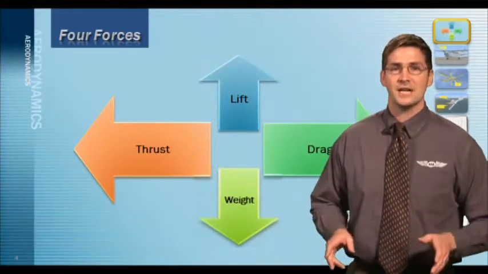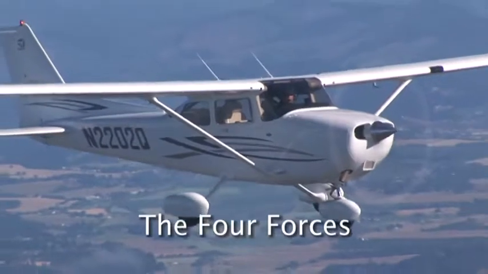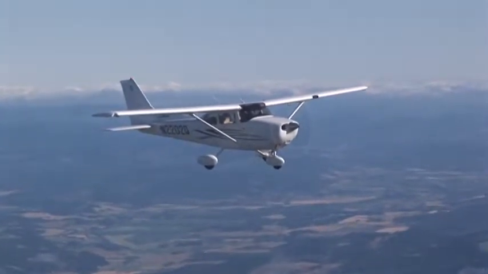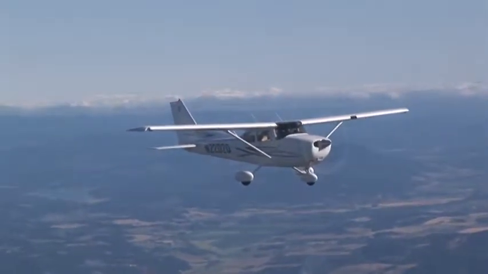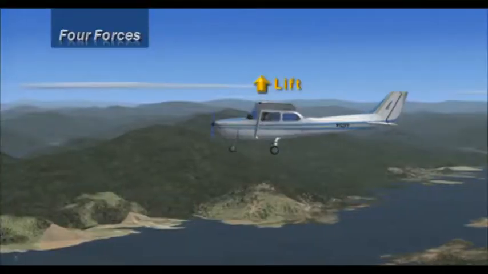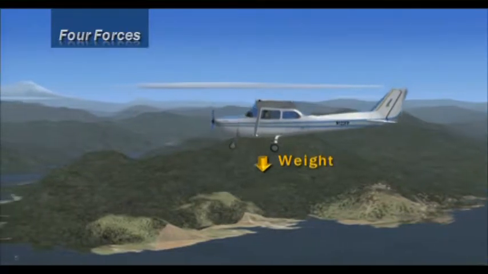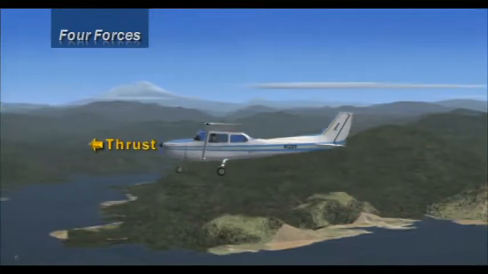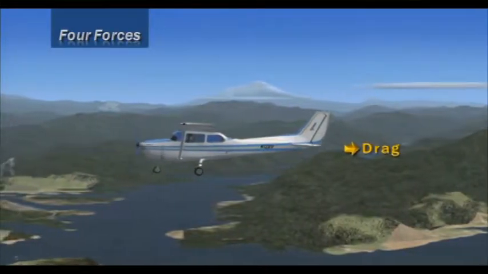We'll begin our session on aerodynamics with the study of the 4 forces. This is the ubiquitous Cessna 172. All airplanes, whether it's a training plane like this or a giant 747, are affected by the 4 forces. The 4 forces act on all airplanes in flight, and the first force is called lift. Lift is opposed by weight, which is the total weight of the aircraft as affected by gravity. The propeller produces thrust to move the airplane forward in the air, and thrust is directly opposed by drag.